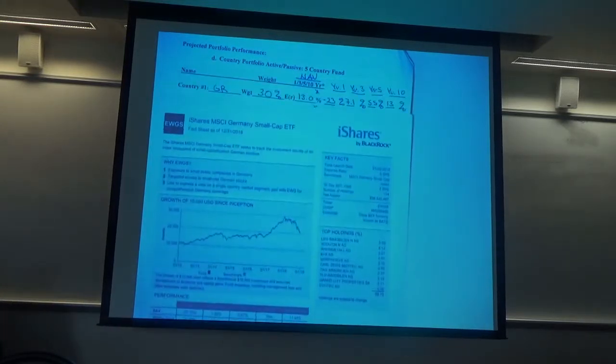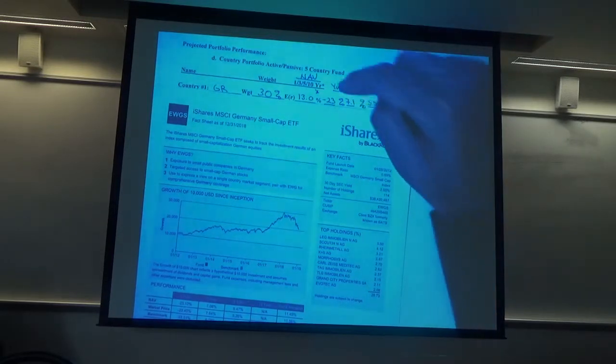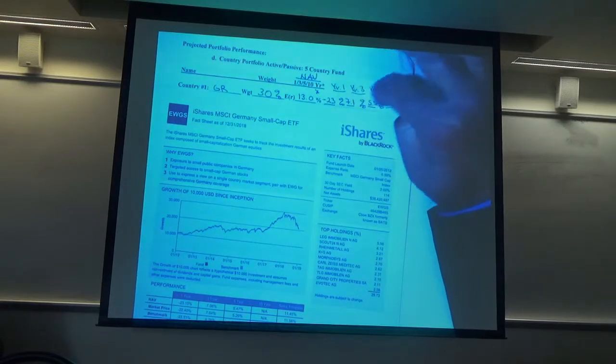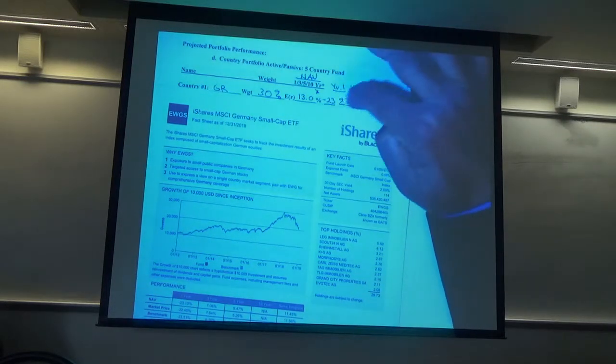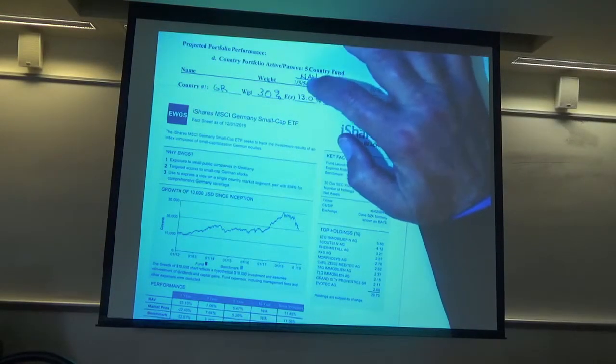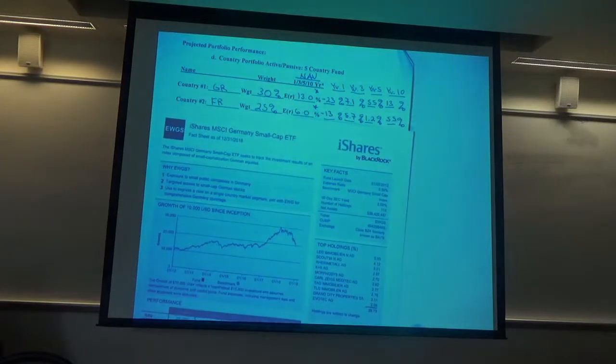So I went in and basically put in the percentage, then put in the 1 year, the 3 year, the 5 year, and the 10 year. Okay, and then kind of eyeballed it and said, okay, what do I think the expected return is going to be on the portfolio? I picked 13. Okay, I did the same thing for France.